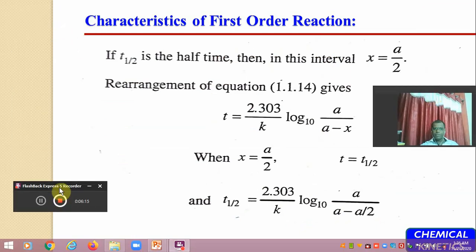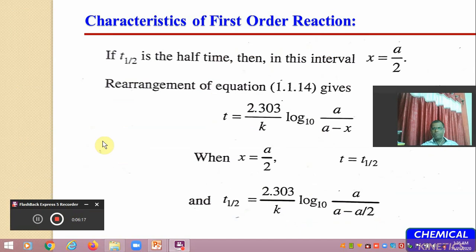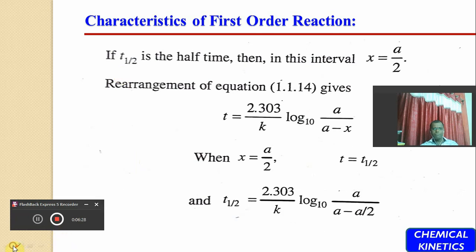Dear friends, here you can see that half-life period is the period or time in which the concentration of the reactant is reduced to half of its initial value. Suppose the half-life period of a first order reaction is indicated by T suffix 1 by 2, and you know the condition: the final concentration of the reactant becomes half of its initial value. Its initial value is a, so x becomes half of its initial value. So x will be equal to a by 2. So this is the condition for the half-life period.